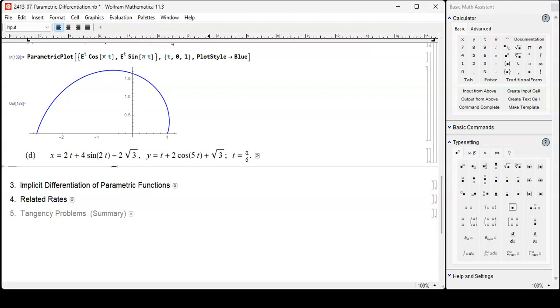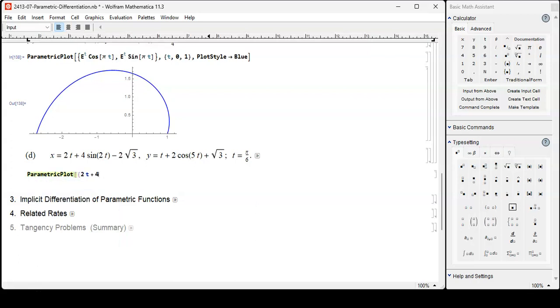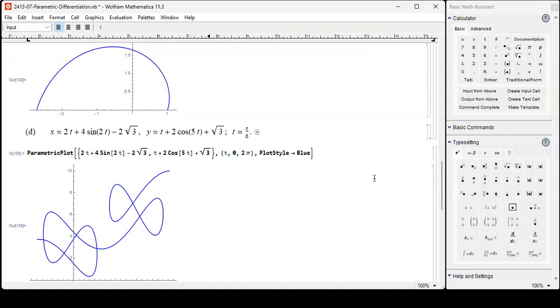How about the last example here? Two t plus 4 sine of 2t minus 2 square root of 3, t plus 2 cosine of 5t plus square root of 3, 0 to 2 pi. Okay, we have an interesting curve here.